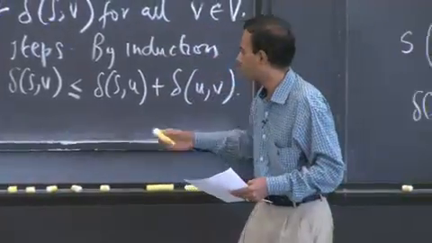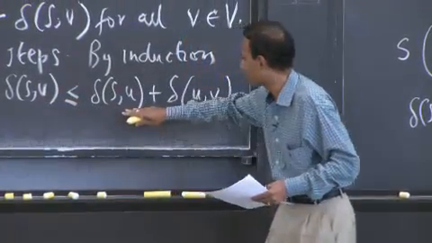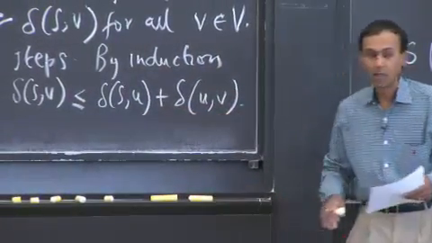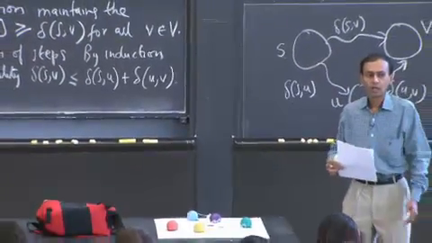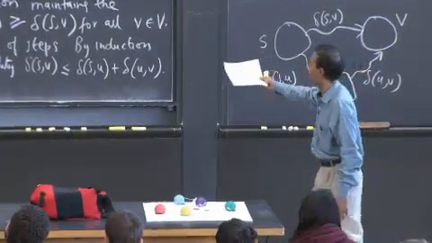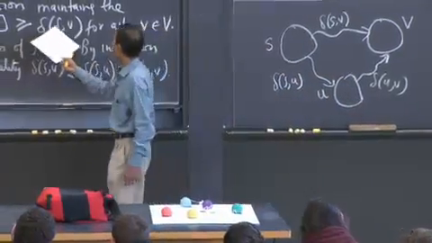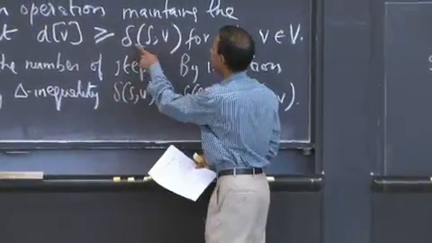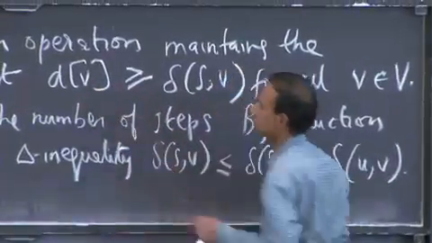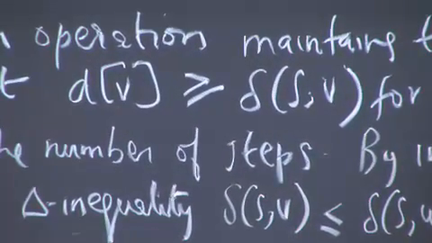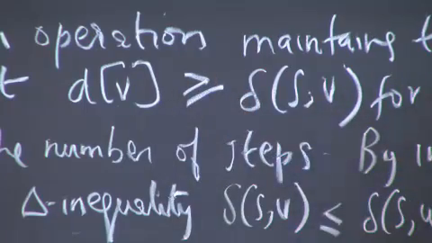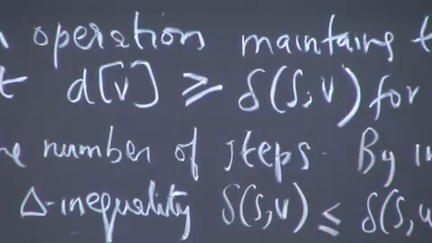What can I say now, given what I have here? Look at these two values, and what can I say about them? How can I prove what I want to prove, which is basically delta of S comma V should be less than or equal to d of V? Okay? That's what I want to show. I've just written it the other way here. How do I do that?